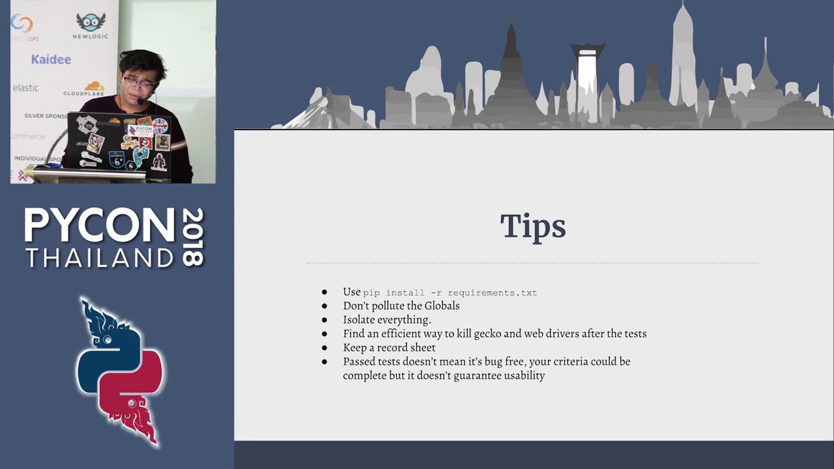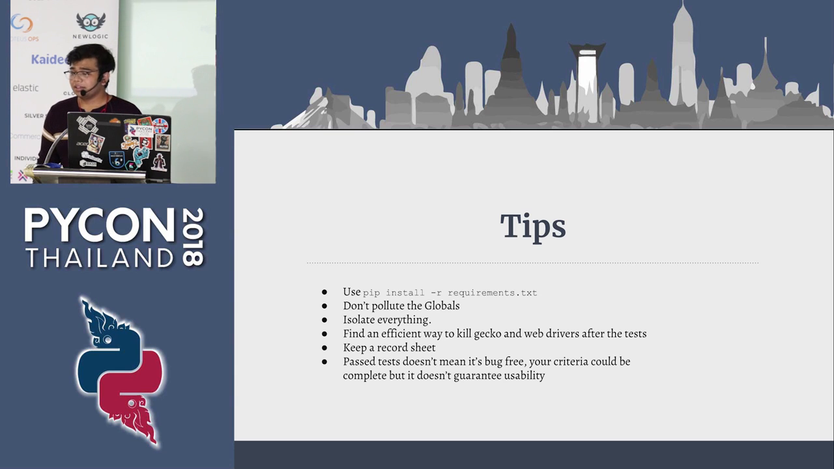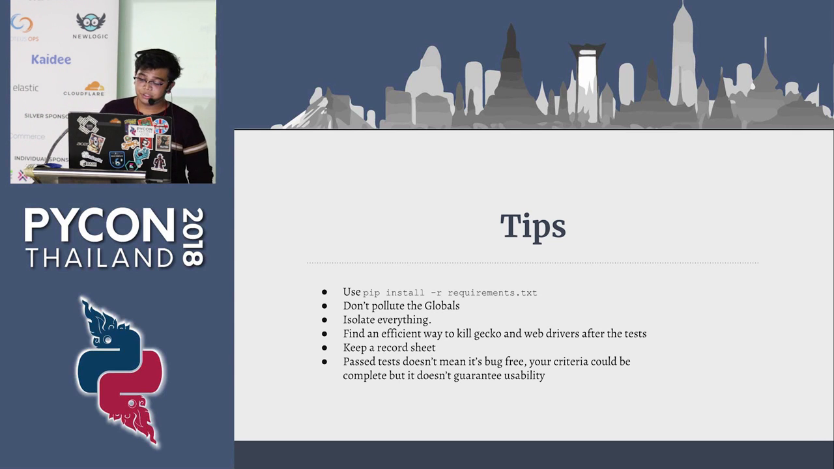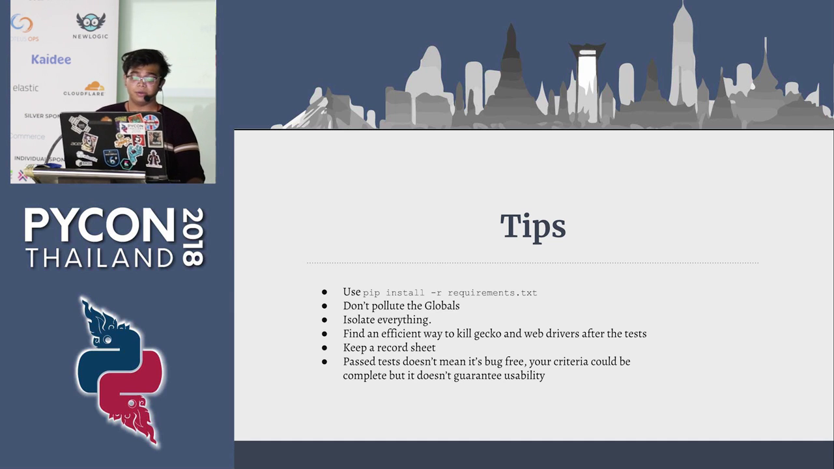Pass doesn't mean bug-free. Your criteria could be complete, but it doesn't guarantee usability. It happens. It happened once. The test passed because when we wrote the test, we wrote it very carelessly. It was clicking the button, but it didn't know what happened on the screen and everything. We didn't keep track. It just showed error messages, but we ended when we clicked the button, stuff like that. We can't just presume that, okay, this test passed and it's deliverable. No, it's not like that. Sometimes it just means that you've written a good test case, but your code is not deliverable.